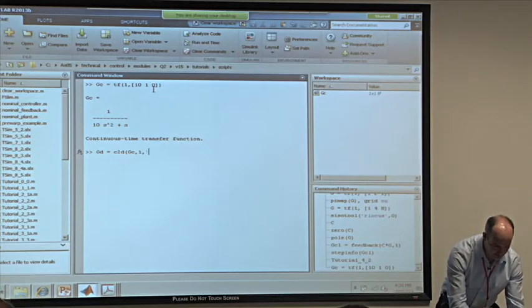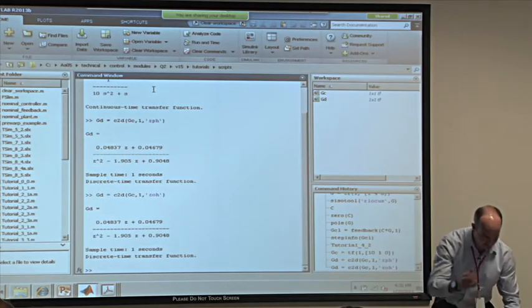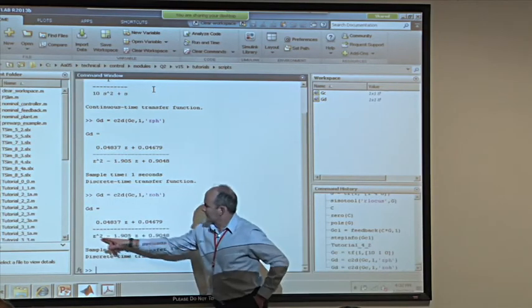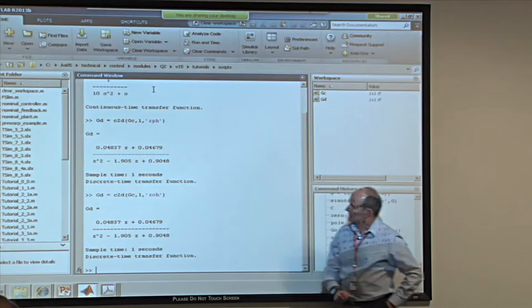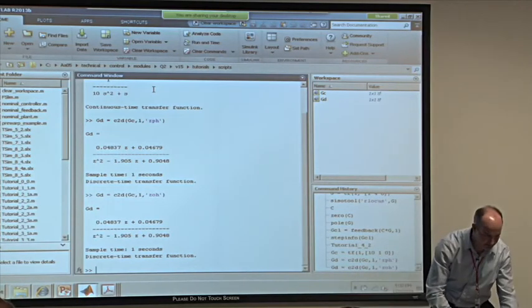And then we need to use the zero order hold method. I don't know what method it used there. Oh, it did actually pick it up, ZOH. So there is the discrete time transfer function that we're interested in. It seems to have acquired a 0, but hey, that happens.